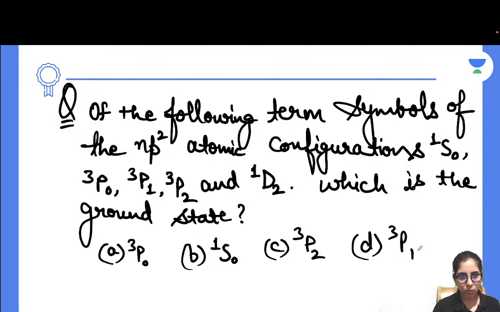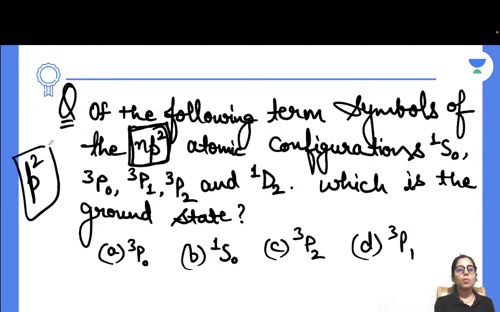So 1 is 0, 3p 0, 3p 1, and 3p 2, 1d2, right? In this case, what is going to happen? You have to observe this term. What is this term? This is the less than half filled case. For p orbital, you can have a maximum of 6 electrons in it. Right now it's just 2, which means it's less than half filled.